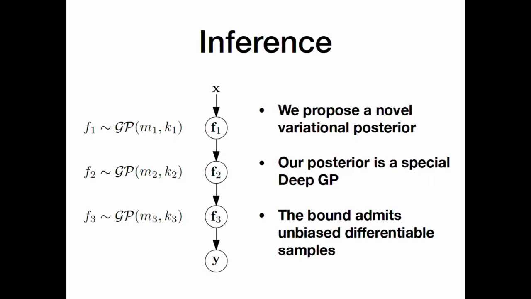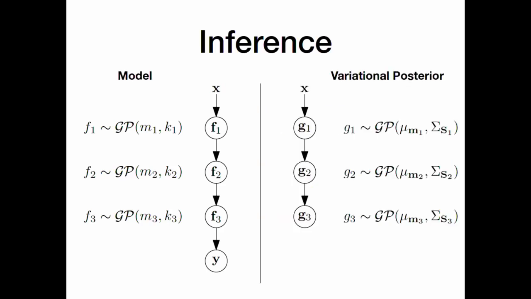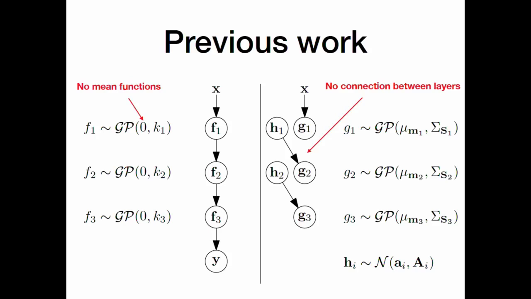For inference, we propose a new variational posterior, which itself is a deep GP. Our bound admits nice unbiased samples, which we can take very easily. On the left is the model, and there is our variational posterior. For the mean and covariance functions, you can come to our poster to see the details, but also Mark van der Wilk presented the same functions in his talk earlier this afternoon. In previous work, they did not have the connection between the layers, as you can see on the right-hand side, and also did not have the mean function.